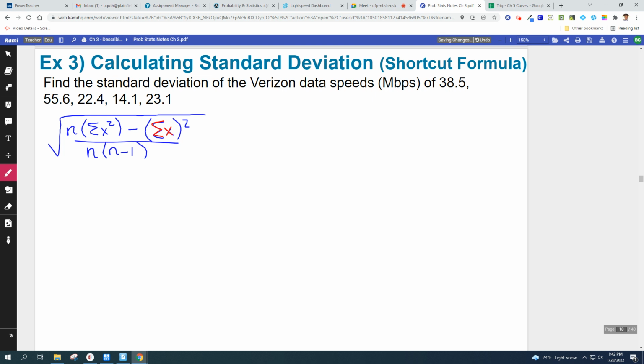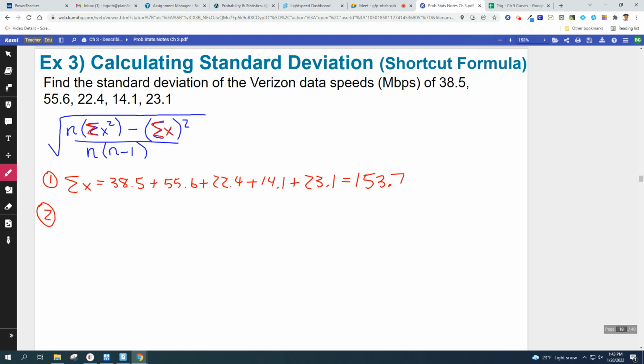We don't have to start here, but let's just start here by doing sigma x, okay? So step 1, if I do sigma x, all that means is the sum of the x numbers. So it's just saying add the numbers together. 38.5 plus 55.6 plus 22.4 plus 14.1 plus 23.1. We've already done that. The sum of those numbers is 153.7. Okay? So this is a little different than the last one.